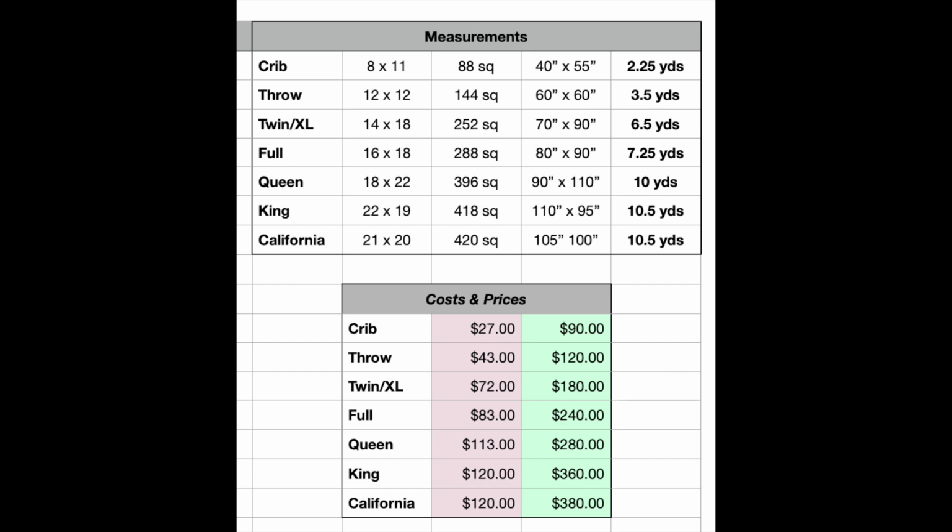My most common size, the one I'm making the most of, is the throw size. I have done a queen, I have done a twin, and I have done a couple crib size. Mostly throws, though, is what people are requesting. And the 120 price point is just the start. A lot of stuff that I make ends up being about 140, 150.